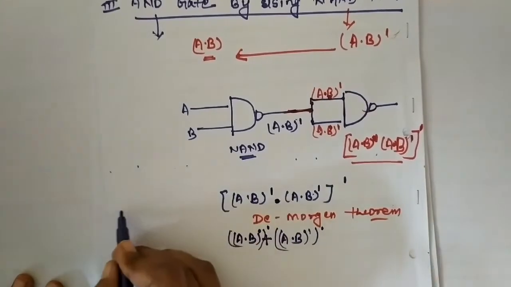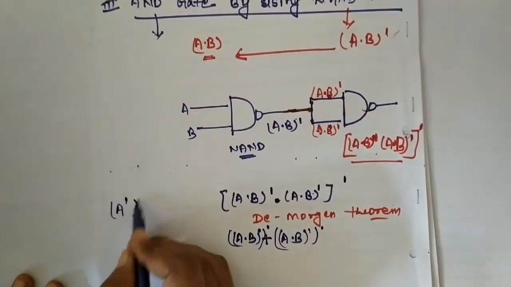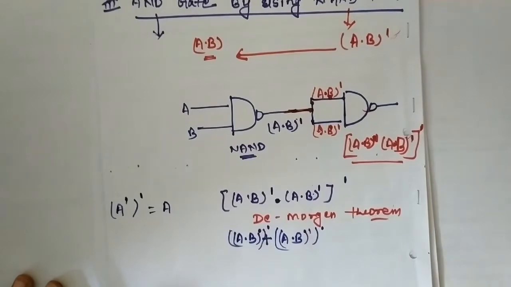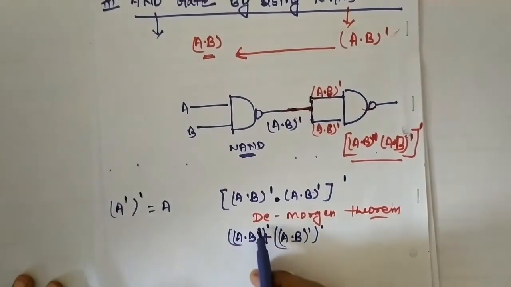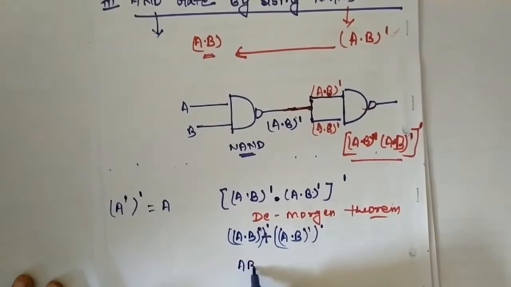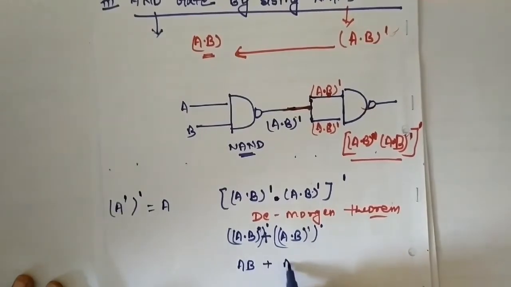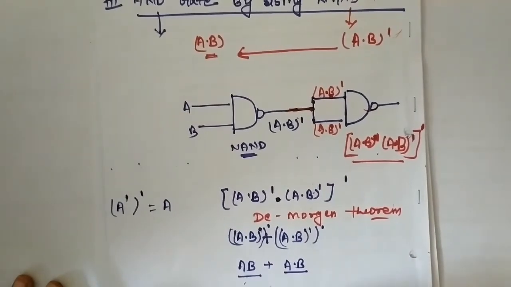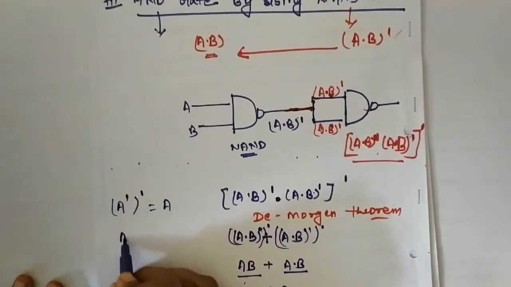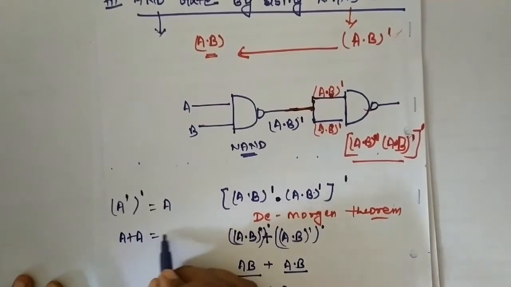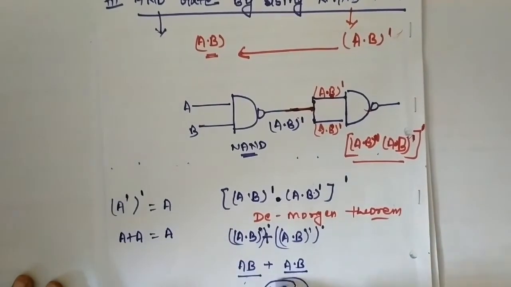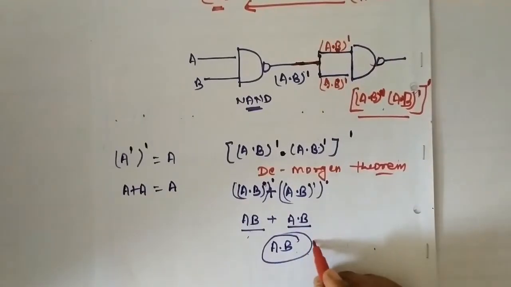So one rule is that A dash and whole dash, what is the value? That is A. So here A into B dash and again whole dash, so it will convert into A into B plus A into B. So A into B plus A into B is A into B, because one rule is that A plus A is equal to A. So what is this? This is the output of which gate? This is the output of AND gate.